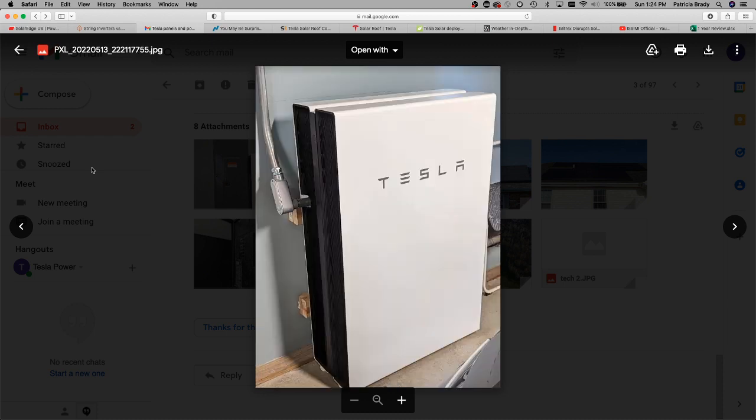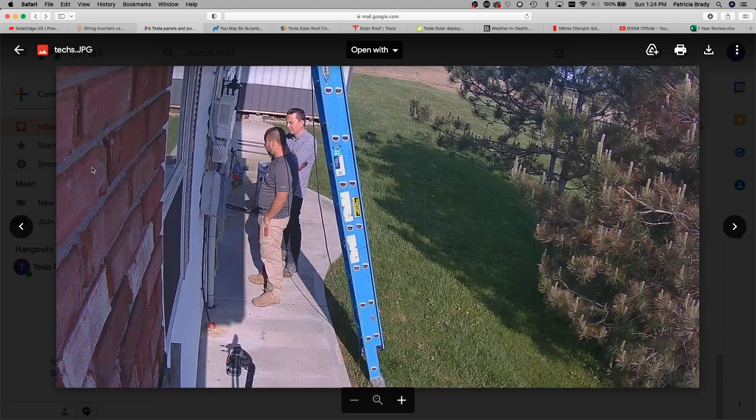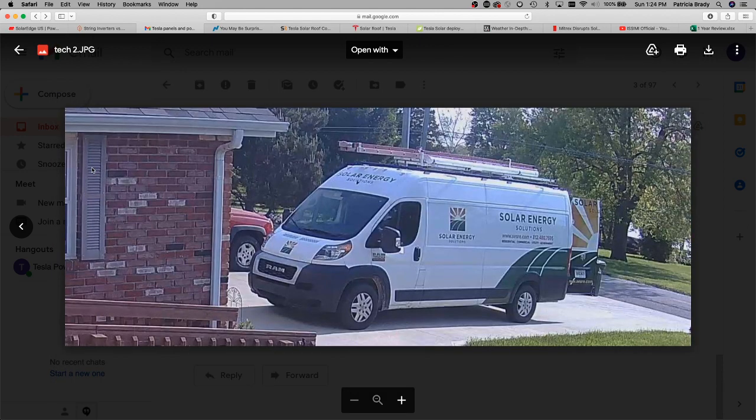This is a glamour shot of the 2 Powerwalls. They look great. These are the techs hard at work commissioning the system. They look great too. Concentrating hard, making sure the job's done right. And this is the company that did the installation, Solar Energy Solutions.